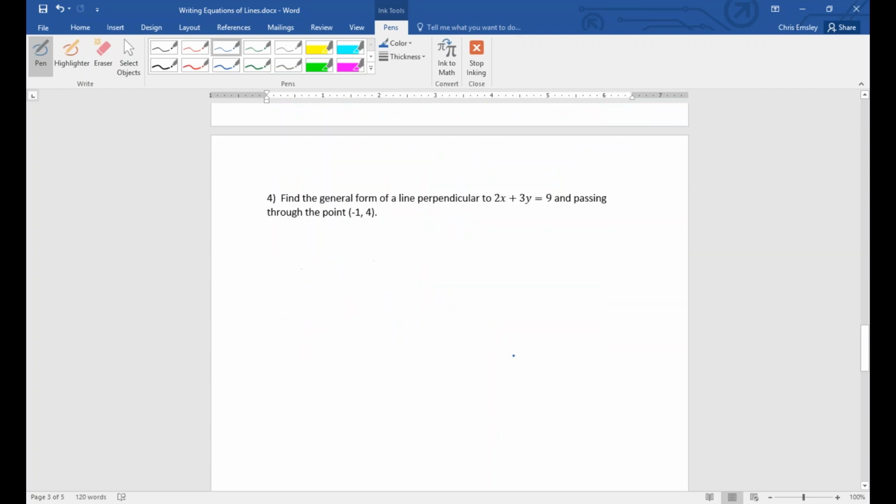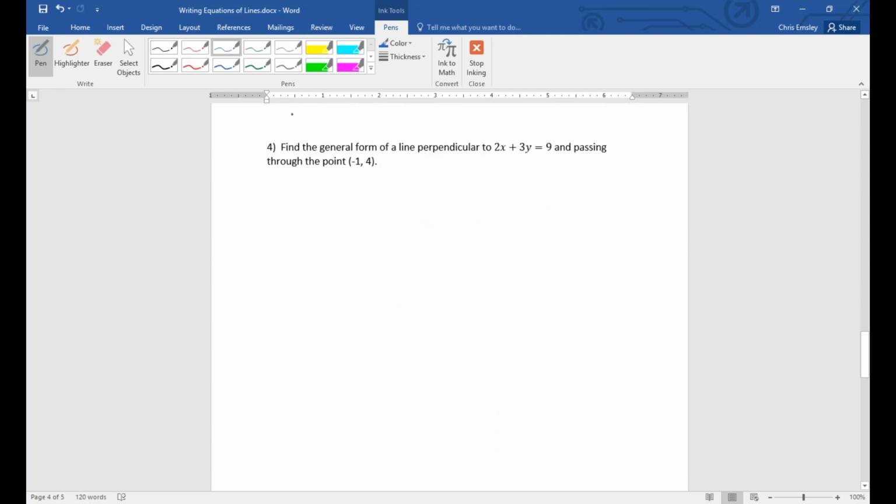Another type of piece of information about the slope could be if they tell us we need a line that is perpendicular to a certain line and passing through a point -1, 4. Again, the point's given to us, so that's straightforward. And this time, this is the information we need to use to find our slope. Okay, for slopes of perpendicular lines, we know that the slopes are negative reciprocals of each other.